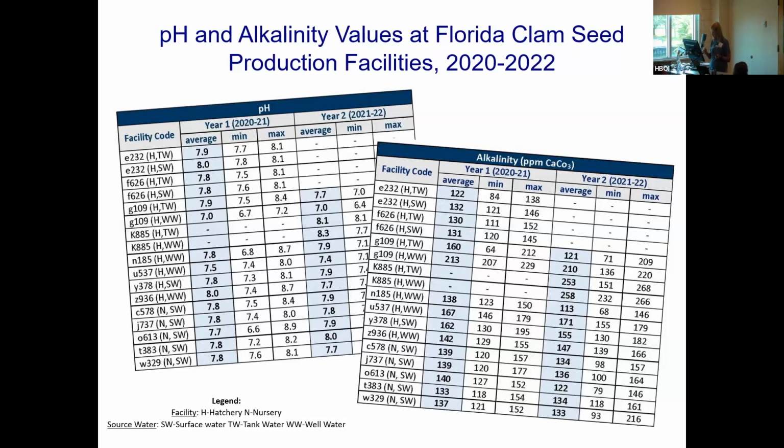All right, let's look at these values real quick. In terms of pH, we do see a couple of facilities that have pH values less than 7.5. They are both hatcheries using well water.